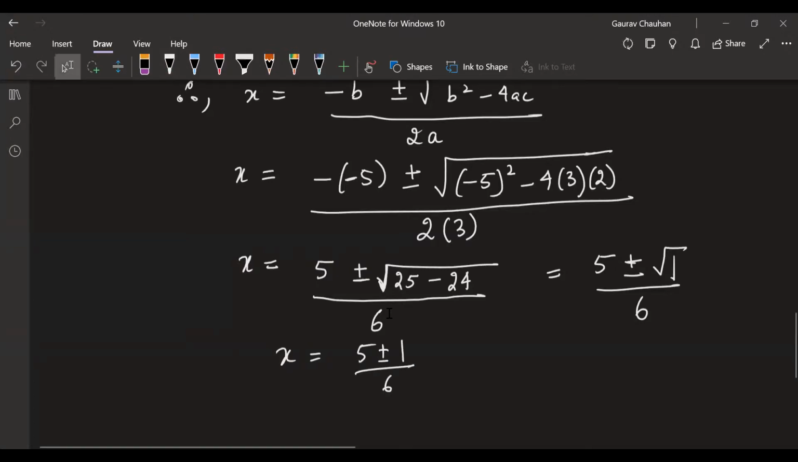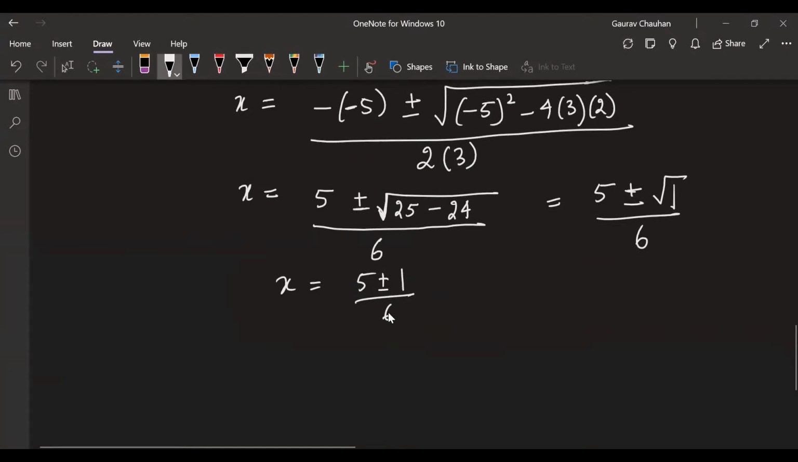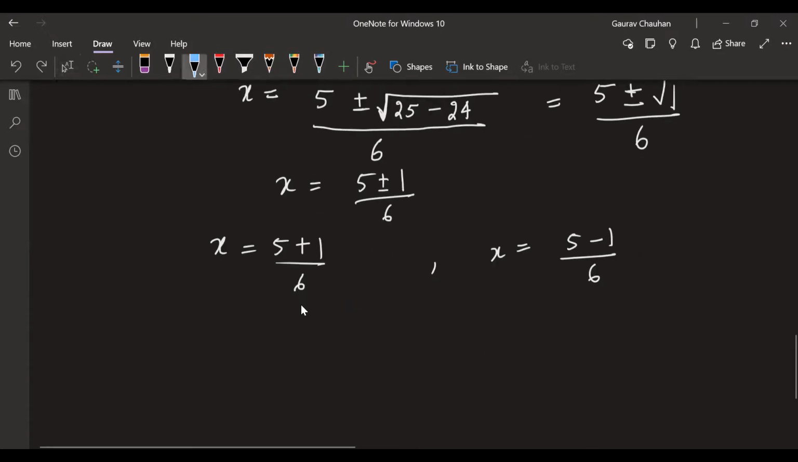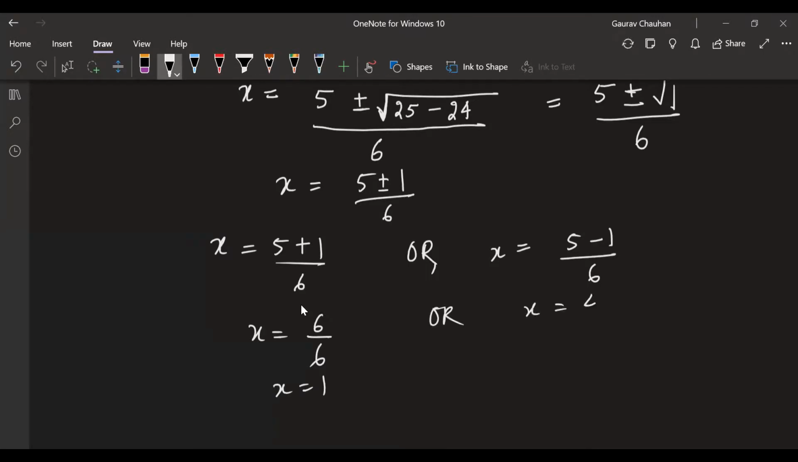Now that I have reached this point, where everything is simple, I'm going to split into 2. So x is equal to 5 plus 1 by 6 and x is equal to 5 minus 1 by 6. Basically, this plus minus was there, and I'm splitting it into 2 parts. You can write or in between also. That gives you x is equal to 6 by 6, x is equal to 1, or x is equal to 4 by 6, that's x is equal to 2 by 3.